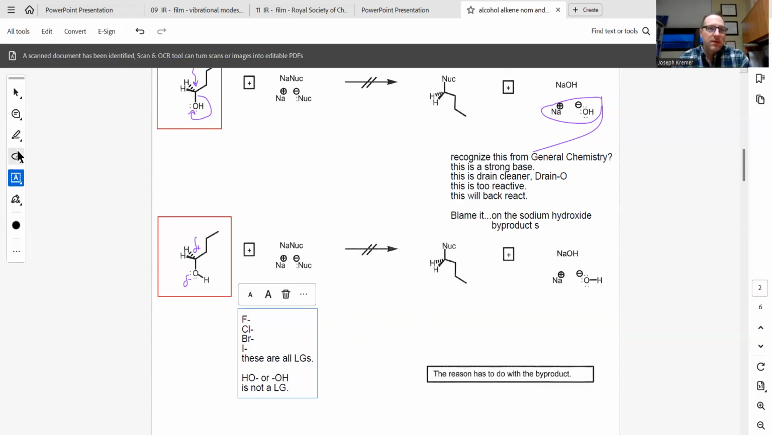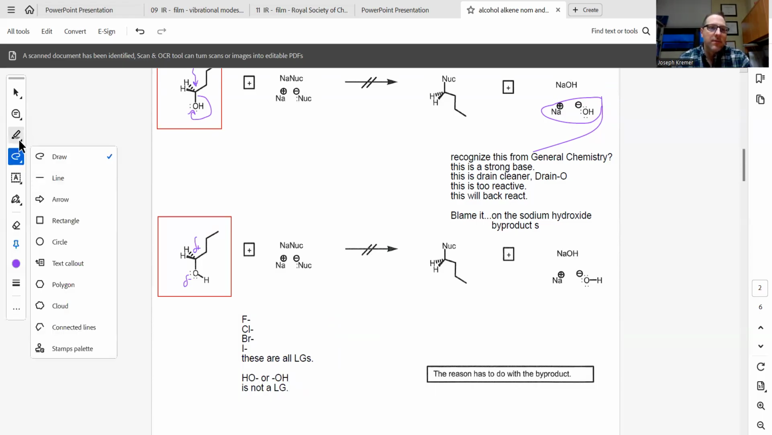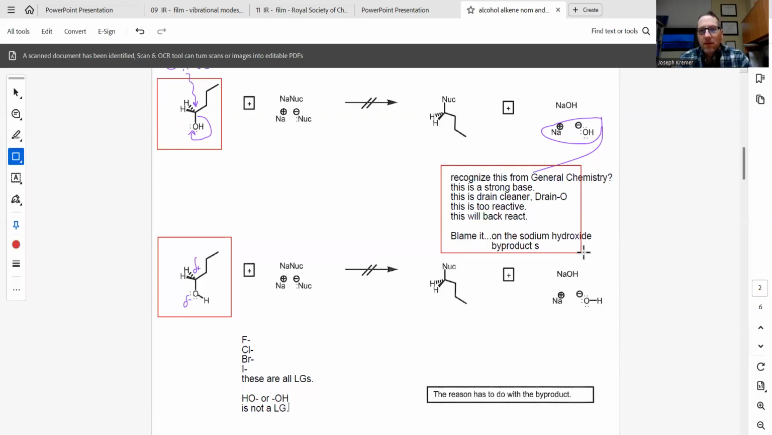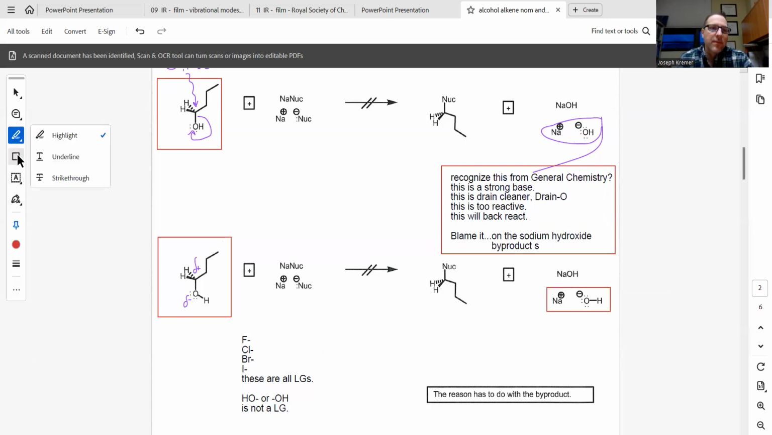So I reiterate, what this is going to do is go right back and punch back and cause a back reaction. As soon as it forms, it's going to go back because hydroxide is just too reactive to just sit there and do nothing.